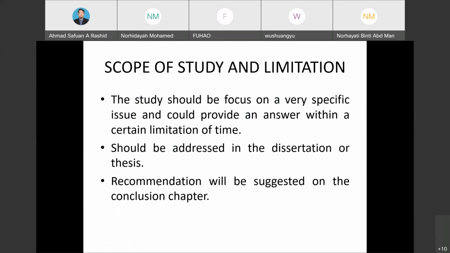Okay. On the introduction chapter, we should address the limitation and the scope of the study. The study should be focused on a very specific issue and could provide an answer within a certain limitation of time. So it should be addressed in the dissertation or thesis. Recommendation will be suggested in the conclusion chapter.